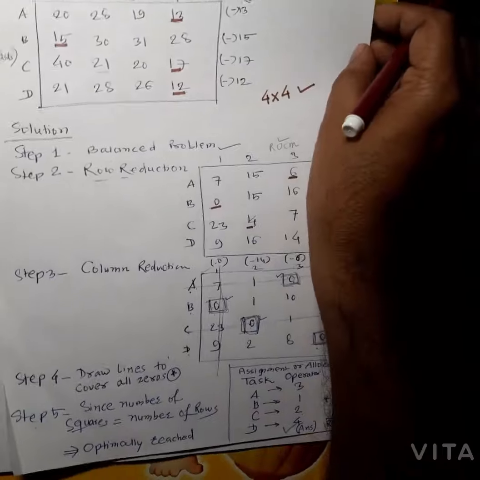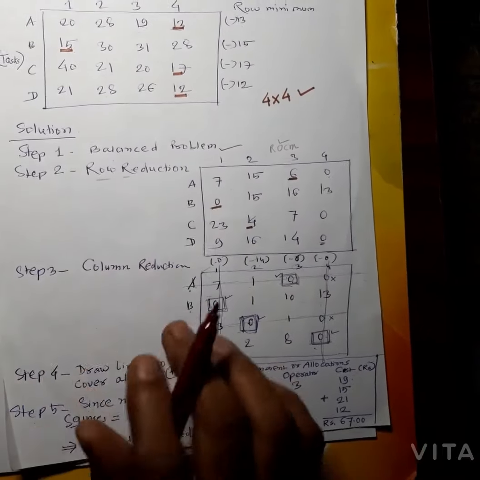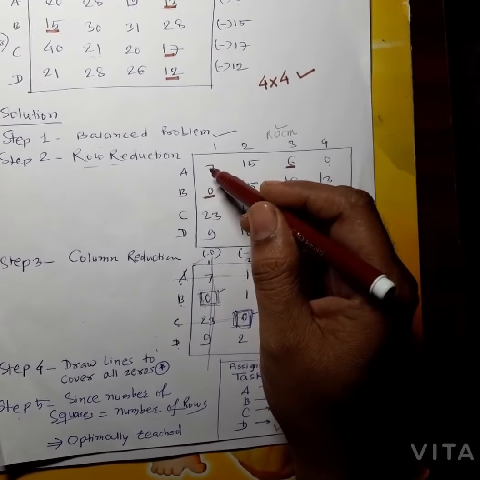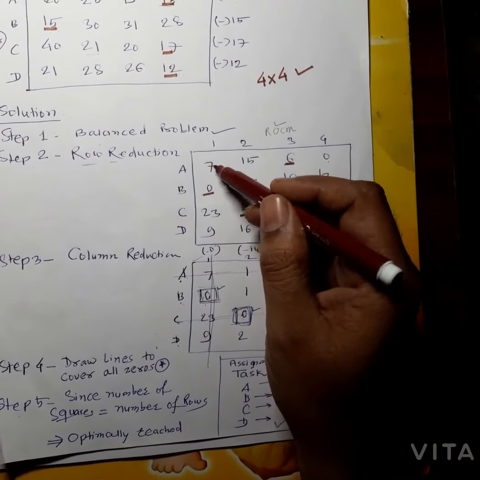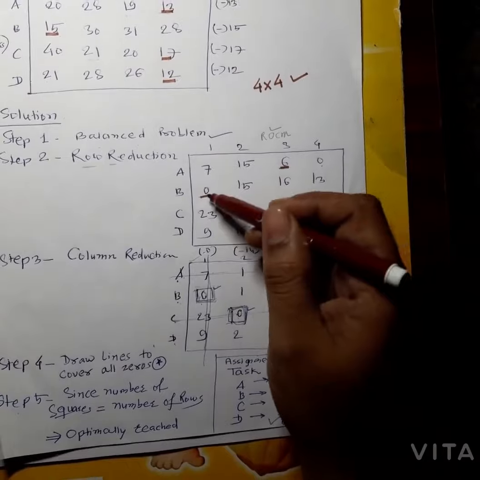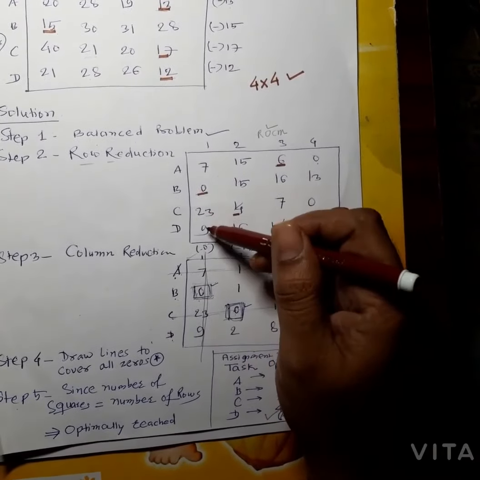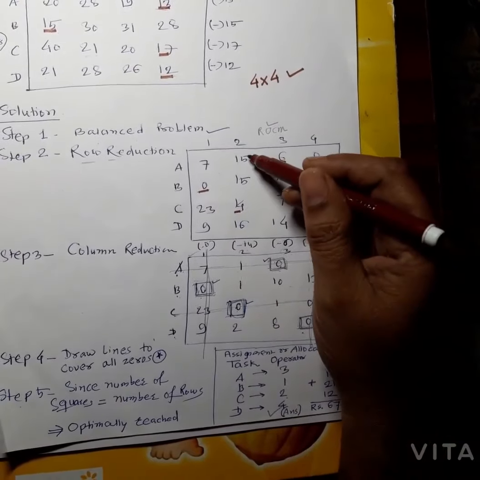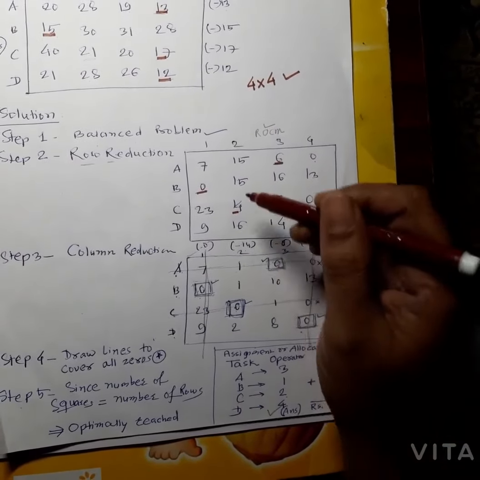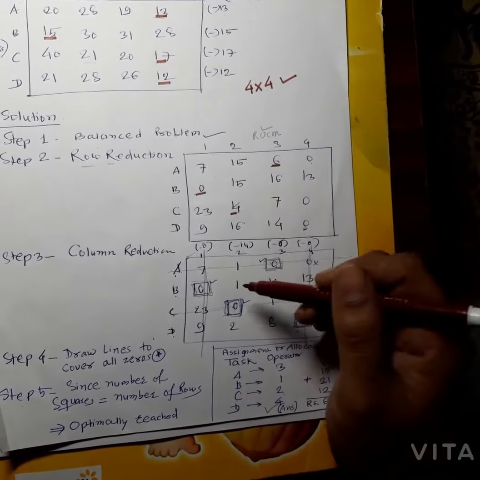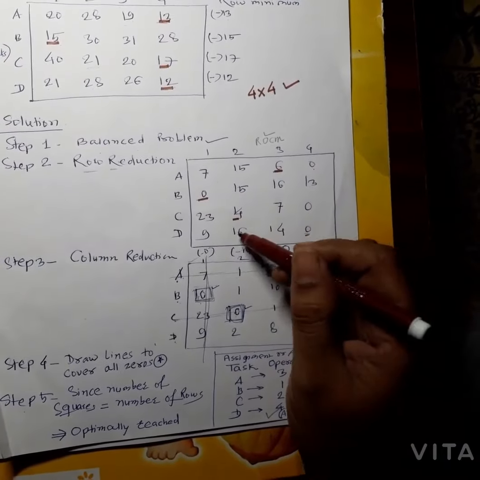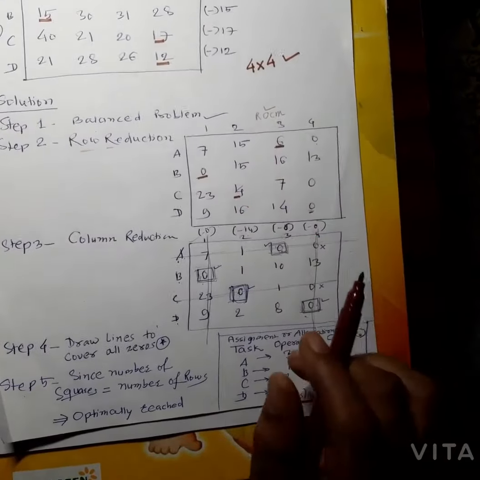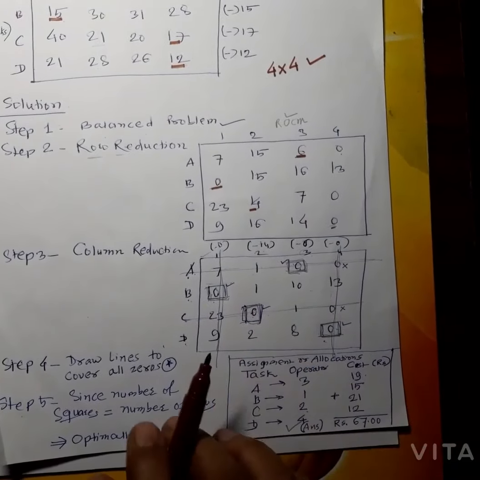You just have to subtract the smallest element from the corresponding column element, like 7 minus 0, 7, 0 minus 0, 0, 23 minus 0, 23, like this, 9 minus 0, 9, 15 minus 14, 1, 15 minus 14, 1, 14 minus 14, 0, like this, 16 minus 14, 2. Similarly, for all other columns, you will get this matrix.